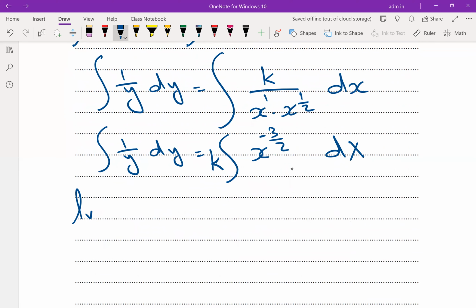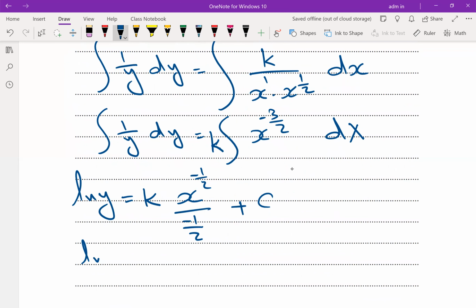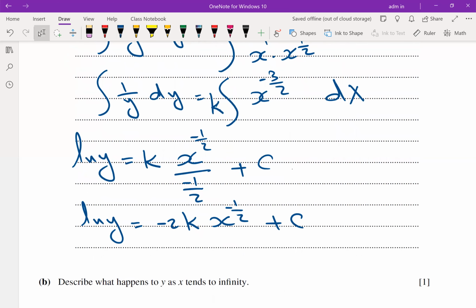Integrate gives ln y. k is constant. Integrating x to the power of negative 3 over 2, we add 1, which gives negative half, divided by the new power, then plus c. You can simplify: ln y equals negative 2k x to the power of negative half plus c, or you can write root x.